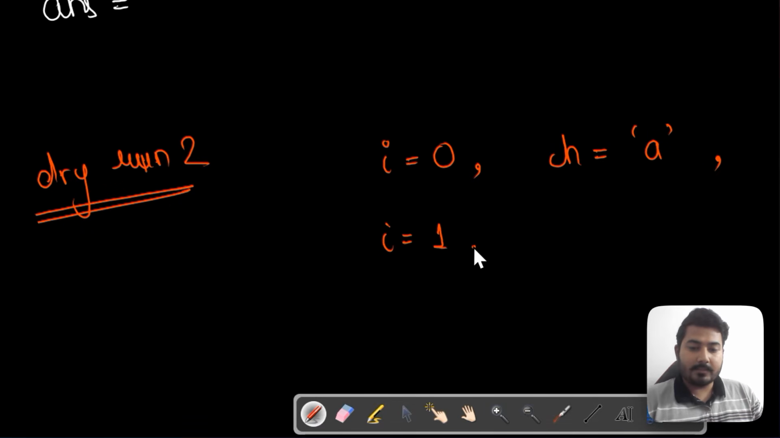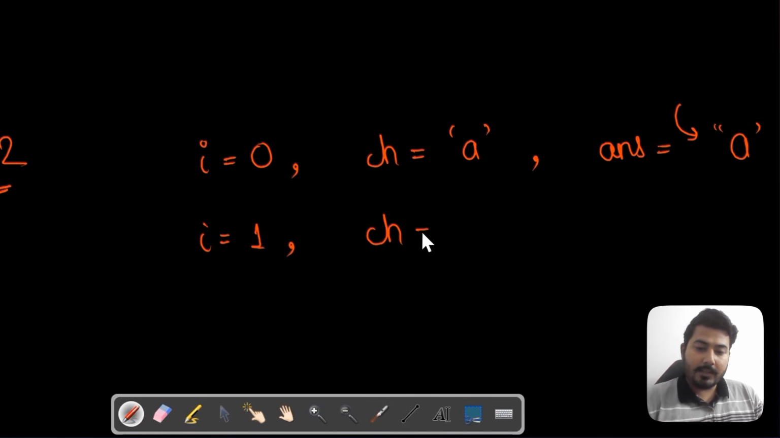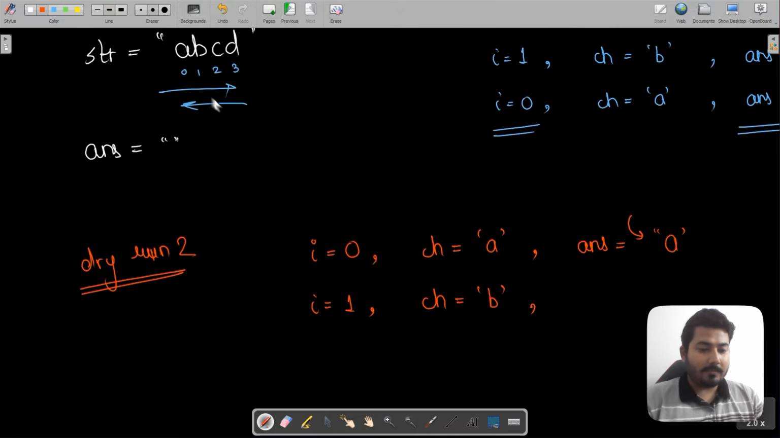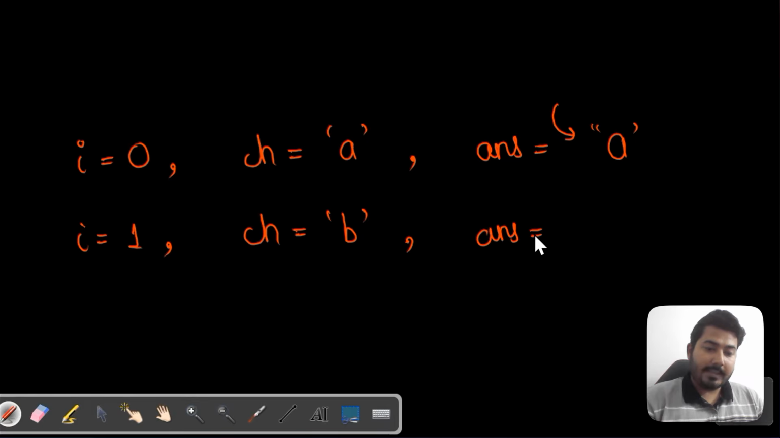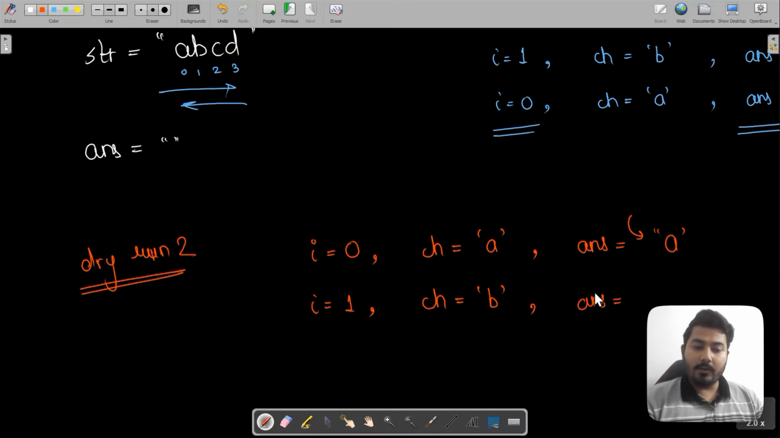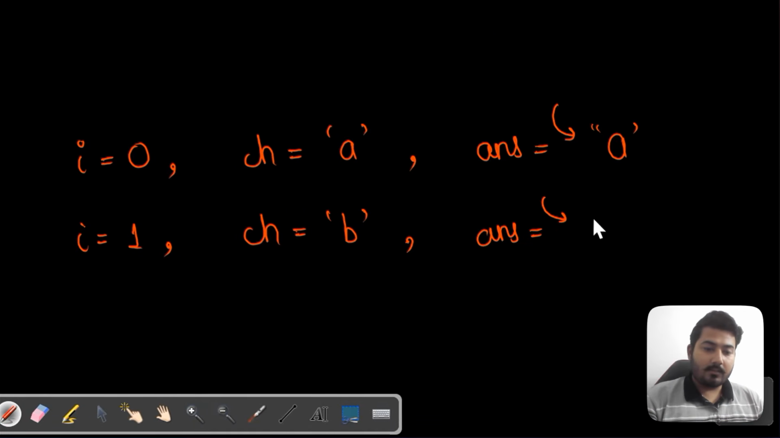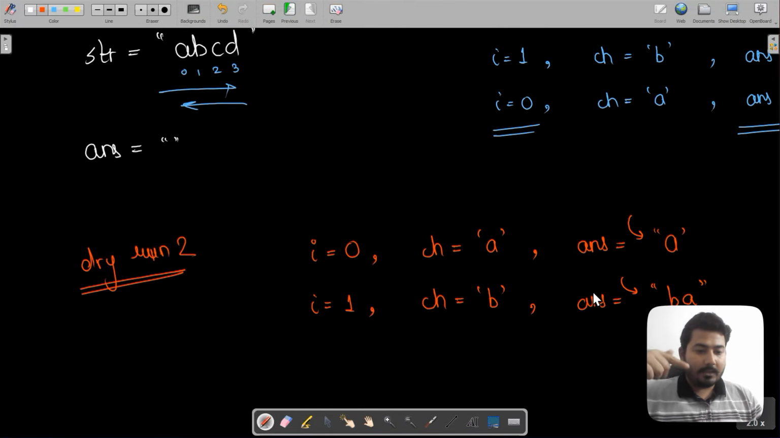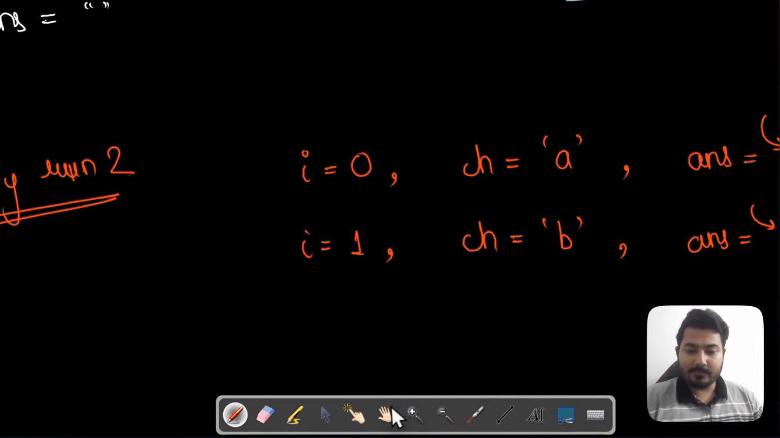Move to the next index. Pick the character, which is going to be small character b. Correct? At index 1, your current character is going to be b. Place it, or to be exact, concatenate it at the beginning of your answer string. That will make it ba. Correct? Right, only because we are placing at the beginning. Beginning means at the 0th index. You can simply concatenate it using the plus sign as well.